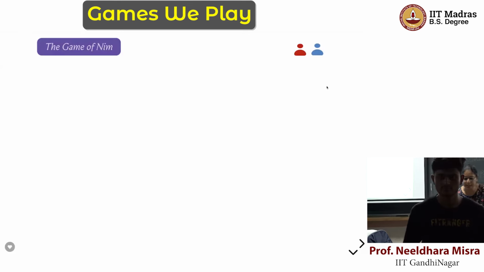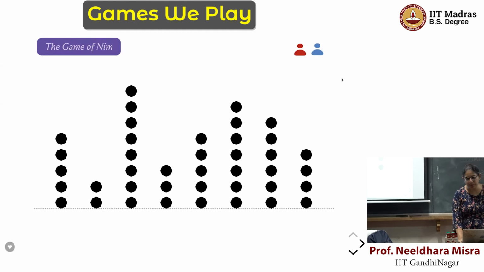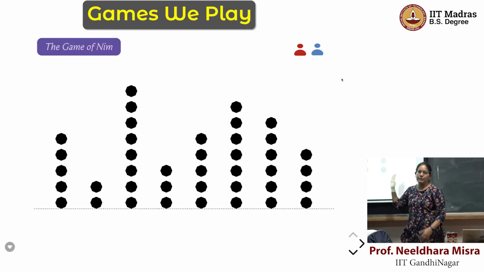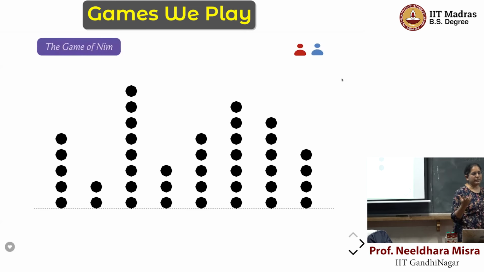Okay, so NIM is again a two-player game. You're going to keep track of which player is playing with the red and blue on top. The board for NIM is a collection of heaps. So there are n heaps of stones, pebbles, whatever. You can take a few coins or a few pieces of anything that you have to play this game.